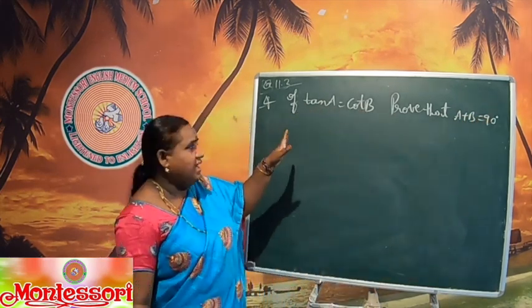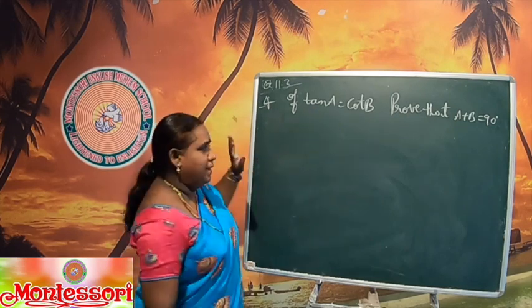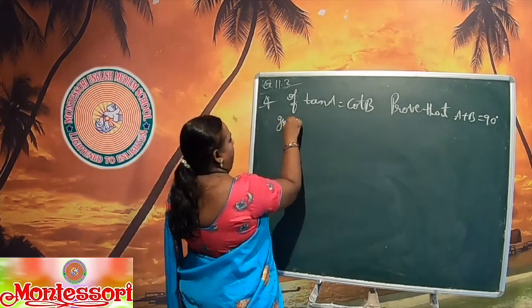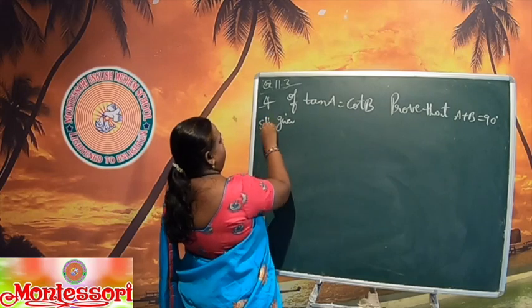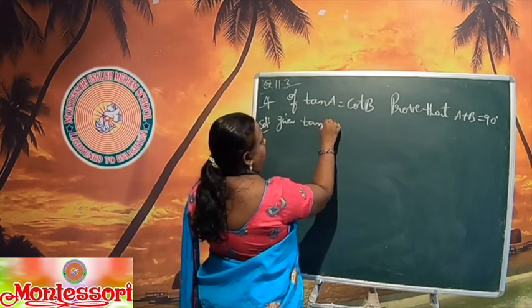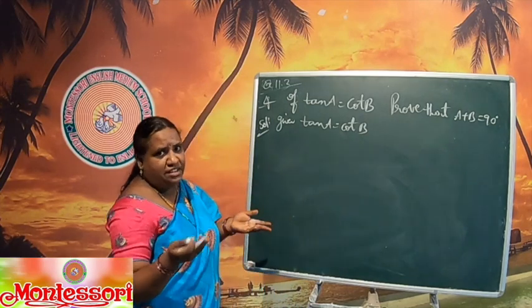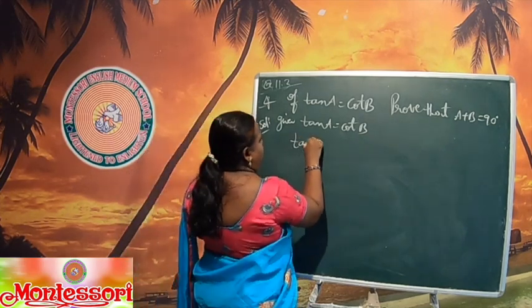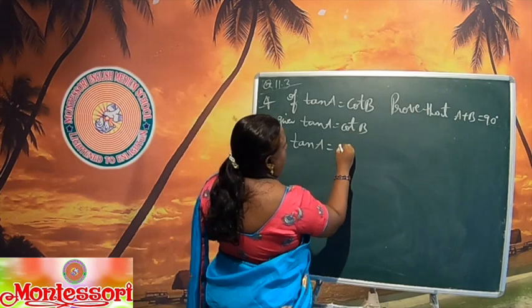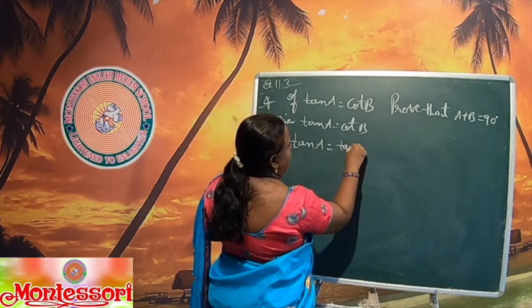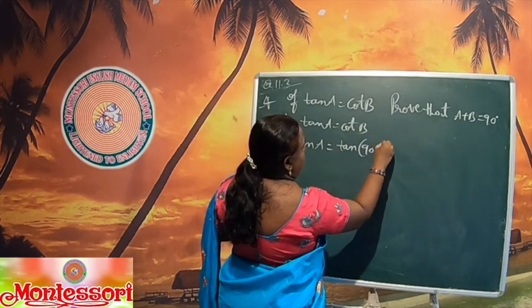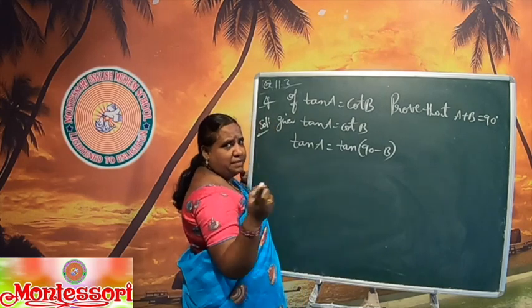What is the hint given here? Tan A is equal to cot B. So you start doing. Given tan A is equal to cot B. As I told before, it is better to change into the same ratio. So I am keeping tan here only. Cot B can be written as tan(90 minus B). Isn't it? Tan(90 minus B) is equal to cot B.